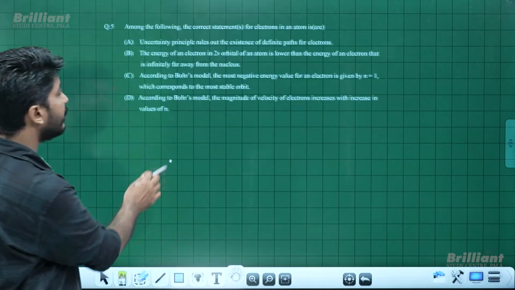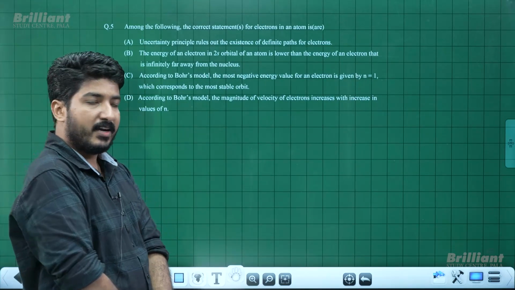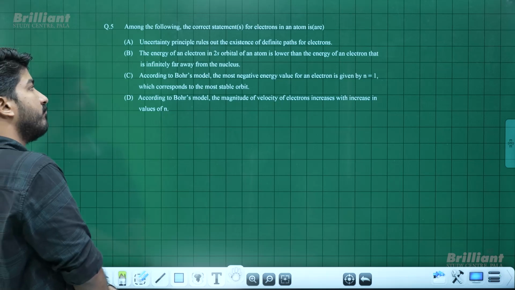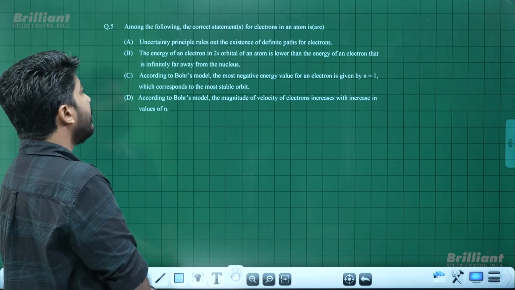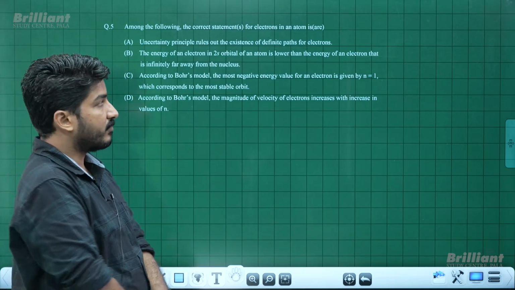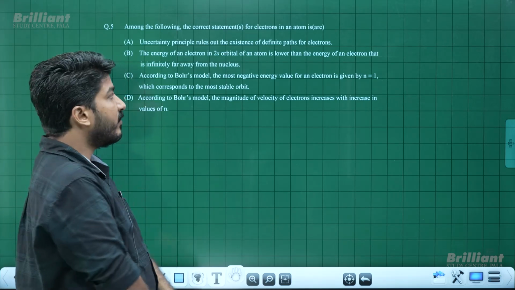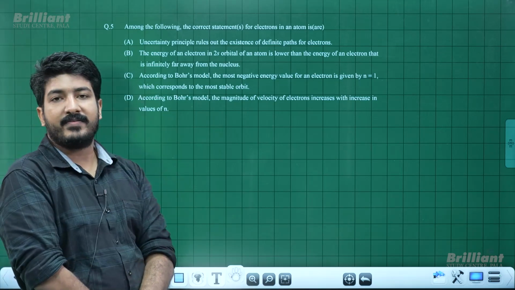Okay, first one was from structure of atom. We need to identify correct statements regarding atomic structure. First one is: uncertainty principle rules out the existence of definite paths for electrons. Yeah, that is true. So that is a decline of the Bohr model, right? We know in the Bohr model everything is very definite.